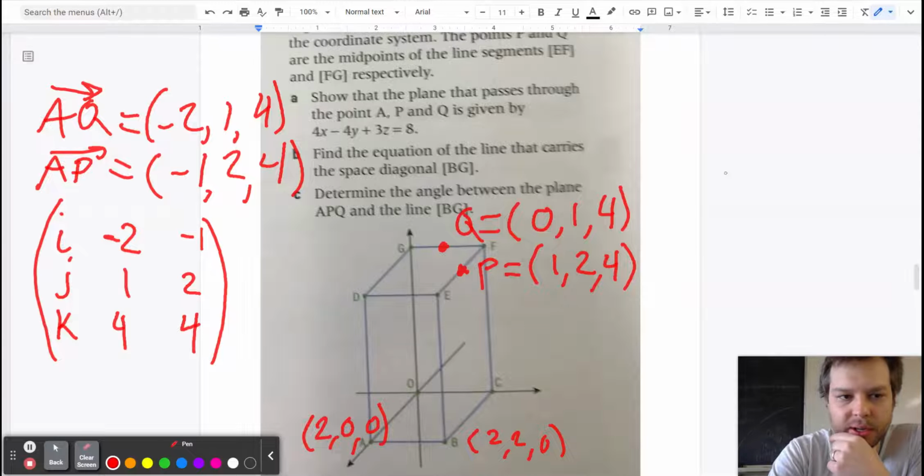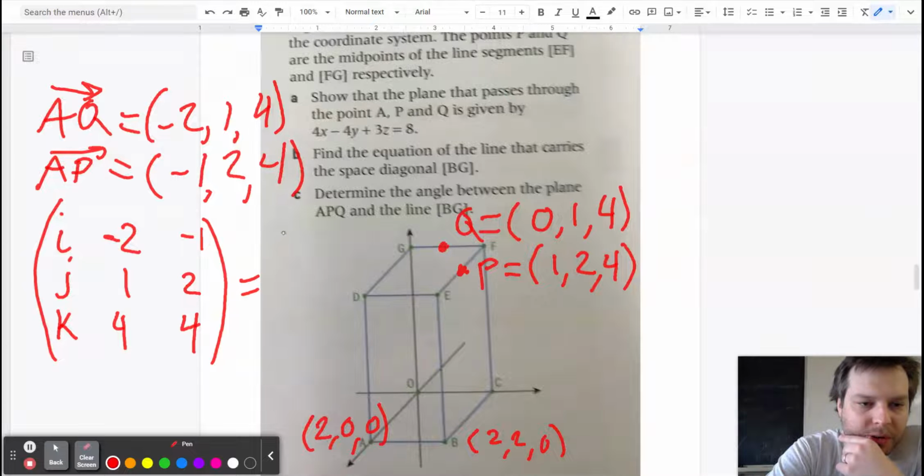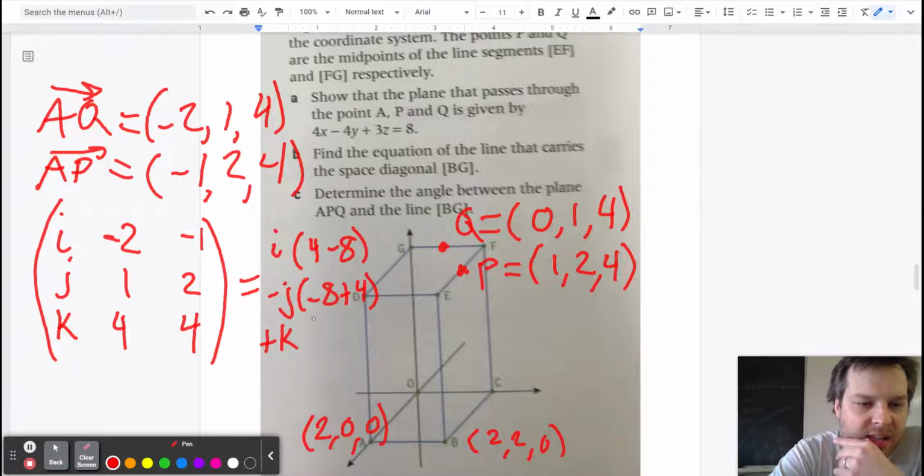All right, take 3 here. So we're doing the IJK thing. It should feel pretty familiar by now. We have i times 4 minus 8, minus j times negative 8 plus 4, and then plus k times negative 4 plus 1. I believe I did that correctly.